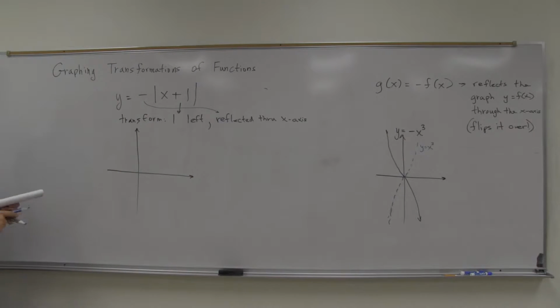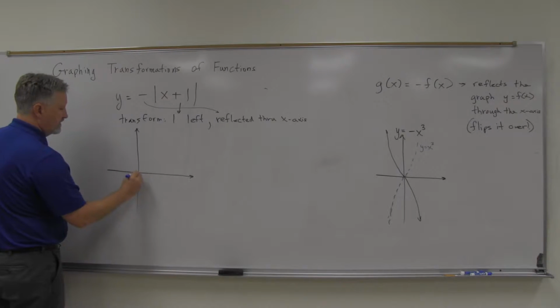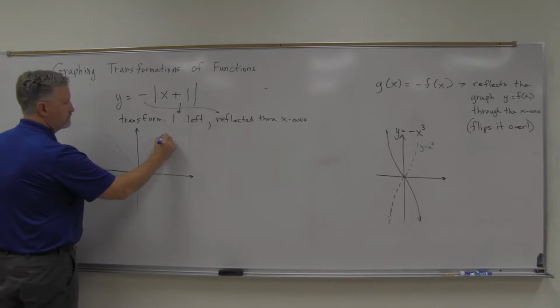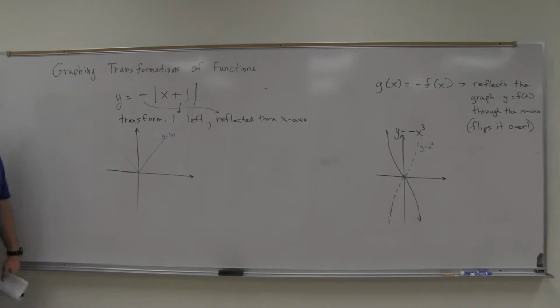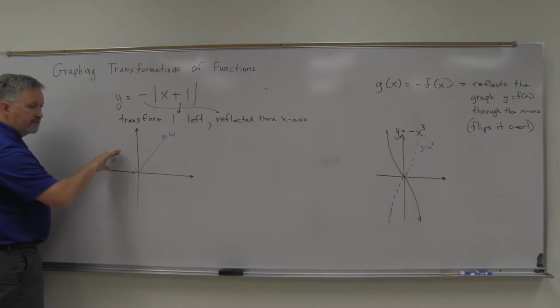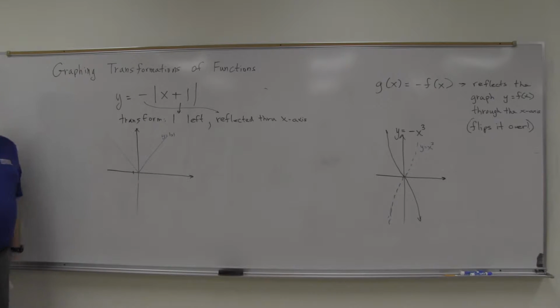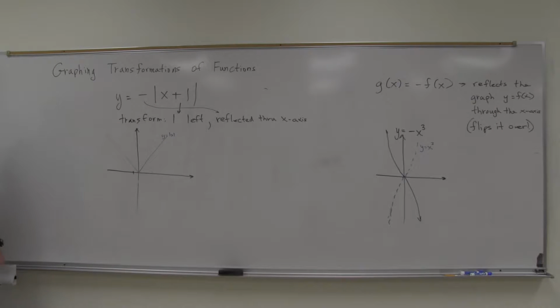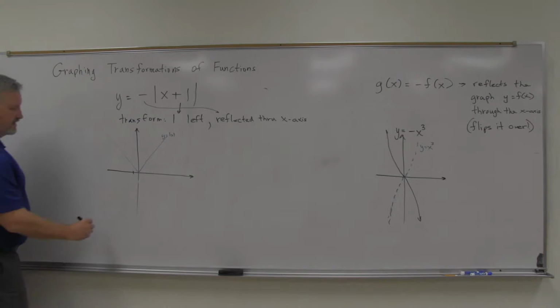Well, all right. So here's what that looks like. So here's y equals the absolute value of x. Let's move that one to the left and then reflect it through the x-axis. So one to the left, we put it over here, and then I reflect it. Well, that's going to flip it over, and so now instead of a right side up V, now it's going to be a downward facing V. I guess we could call it an upside down V. For ways of saying it.